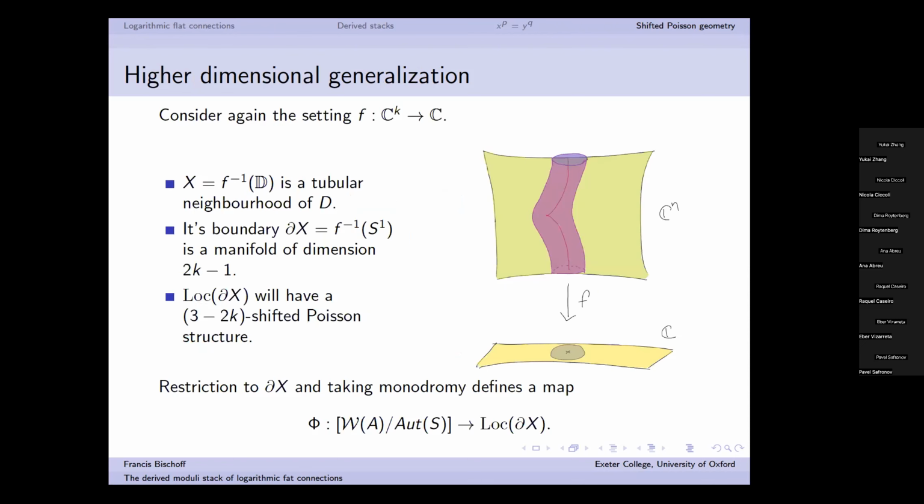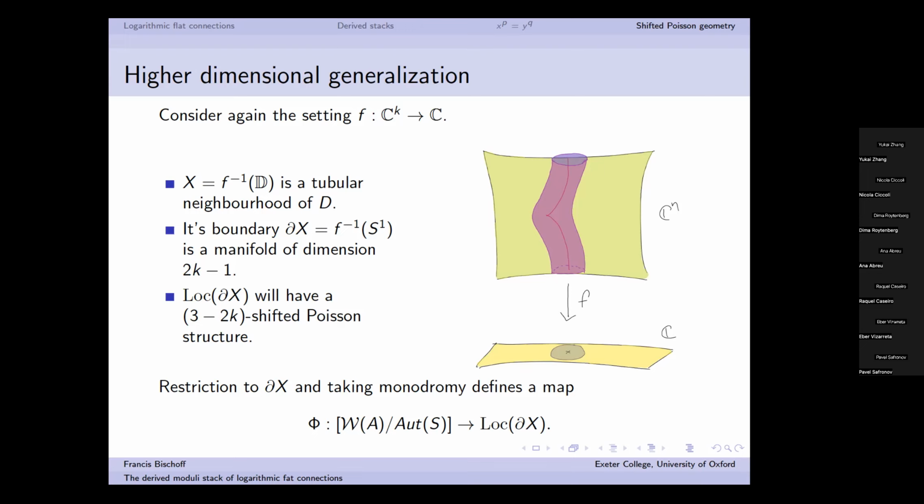So now if we go to higher dimensions, this is the picture that I have in mind. Again, on the base, we have the disk with the boundary. If we look at the pre-image of the disk, that's a tubular neighborhood of the hypersurface, which I'm calling X. And that has a boundary, which is the pre-image of the circle, a manifold of dimension 2k minus 1. If you compactify it, it usually has a boundary. So that means that the moduli space of local systems, by the work of PTVV, will have a 3 minus 2k shifted Poisson structure.